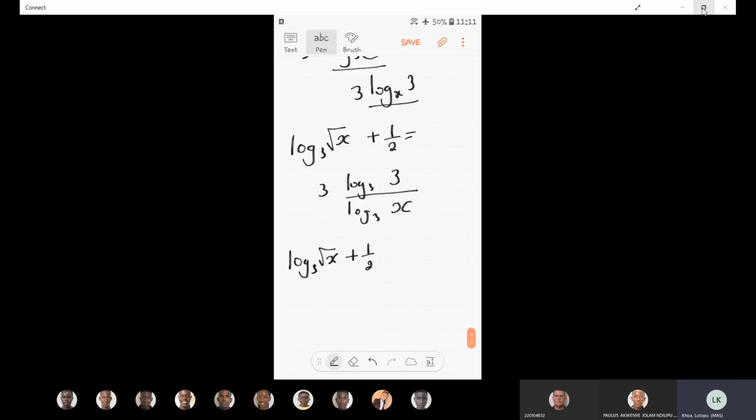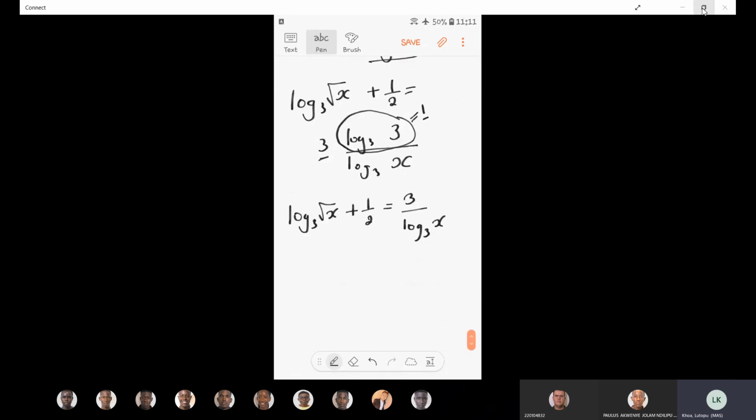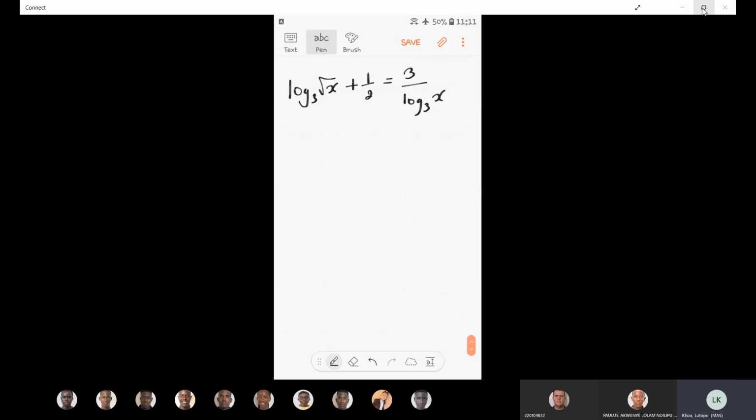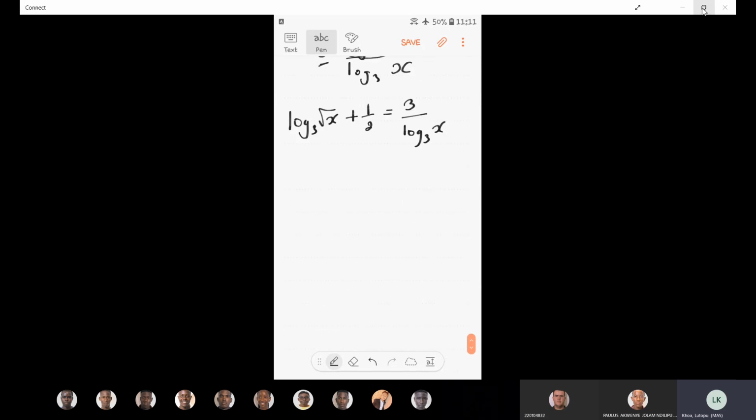Now this one over here, log base 3 of 3, you remember, is equal to 1, because taking log of anything to that same base is 1. So I have 3 times 1. This 3 will multiply the 1 over there, and then I'll be left with 3 over log base 3 of x. Now we don't want any denominators, so what we do is we multiply everything with the denominator. I will multiply it here, multiply it there, and also over there.